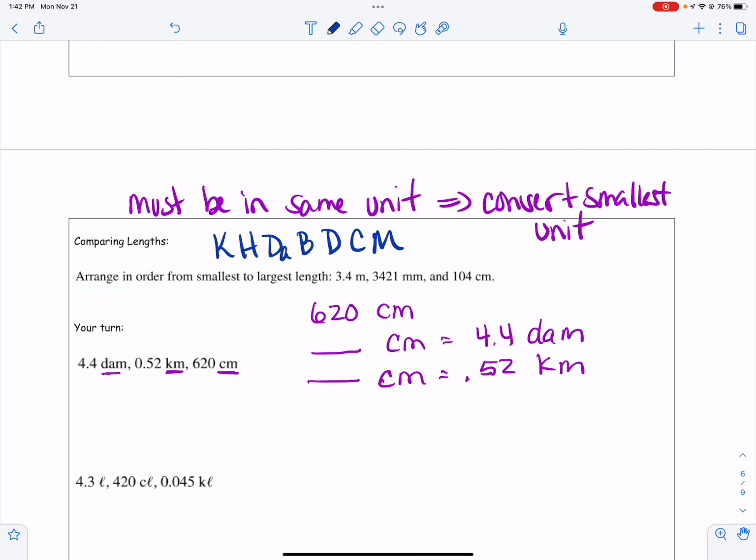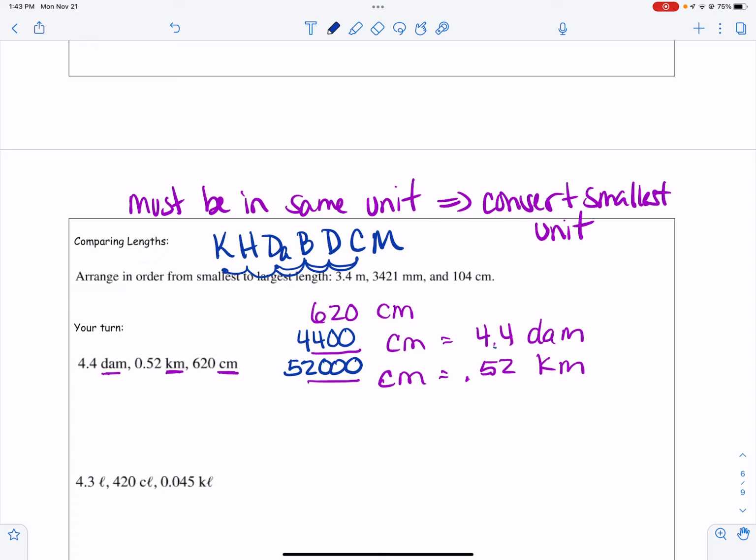And so going from decameters to centimeters, 1, 2, 3. So I'm moving 3 places to the right. So that gives me 4,400 centimeters. And then I'm going from kilometers to centimeters. So now I'm starting here, 1, 2, 3, 4, 5. So I'm moving 5 places to the right. So that gives me 52,000 centimeters.